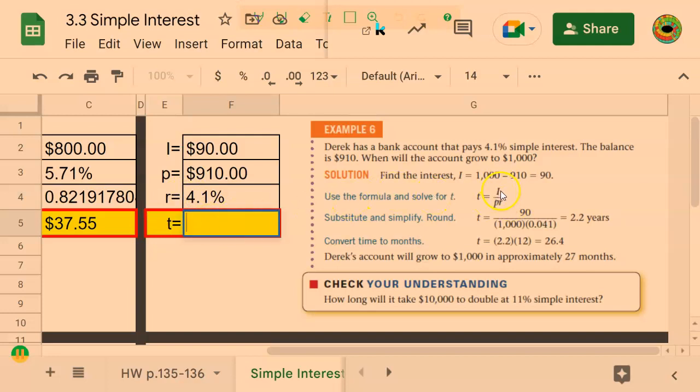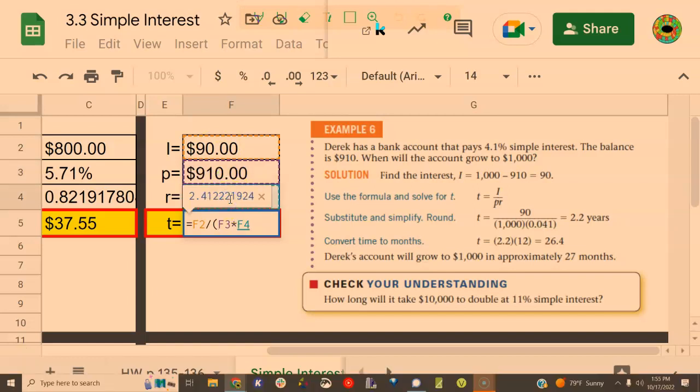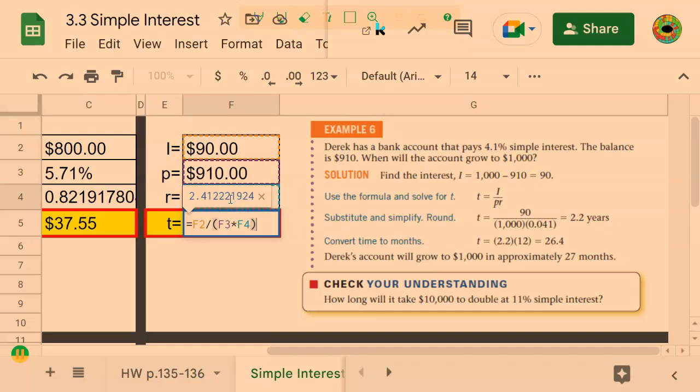Very similar. It says I divided by P times R. But just like the last one, we have to make sure the P and R are in parentheses. So I want to do a calculation, so let's hit equals. So it knows to calculate it for me. I divided by /, right? Open parenthesis, P asterisk R, close parenthesis. There we go. And it gives a preview of the answer.